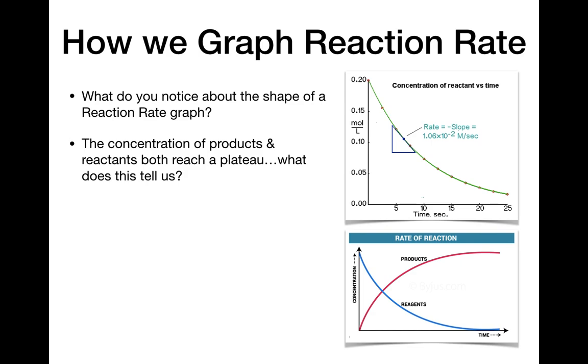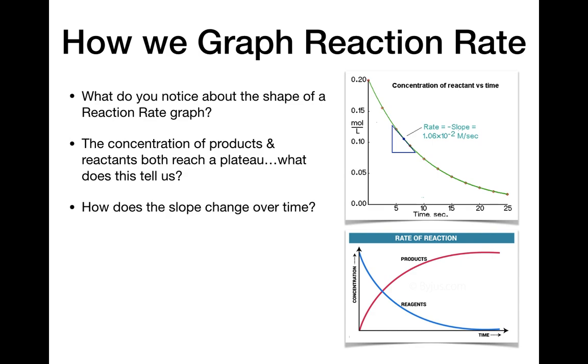What does that mean when it reaches a plateau, when the graph stops changing? Well, it tells us that whatever reactants were there have become products. There's not enough reactants left to make any more products, or there are so few that the chance of a collision happening between them to produce a product is so little that it's unlikely to cause a reaction.